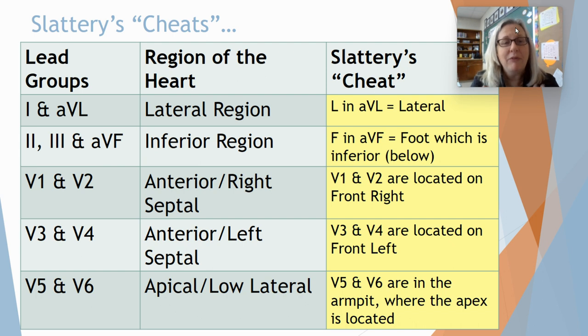And then 2, 3 in AVF are the inferior region, because F in AVF means foot, which is inferior, down below. We know it's the left foot. We don't use the right foot because that's ground.